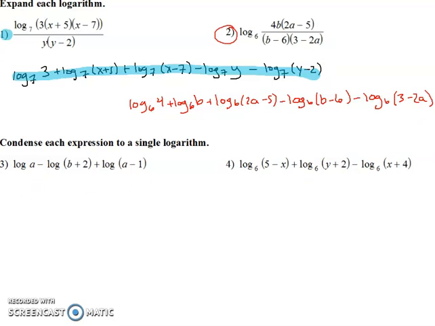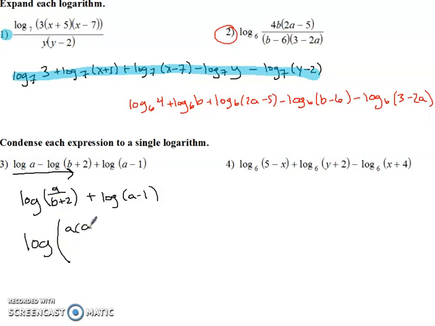And to condense, I'm going to go ahead and go from left to right. So I'll start with the first 2 logs, numerator minus denominator, so this would be a over b plus 2. And then I'm adding on log of a minus 1, which means I'm going to multiply. So multiplying these 2 together, I've got a times a minus 1 in my numerator over b plus 2 in my denominator. And number 4 will be very similar.